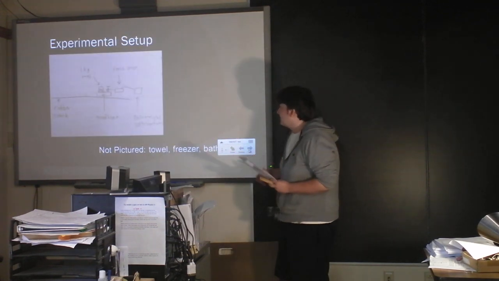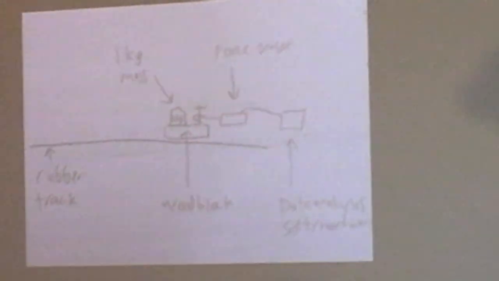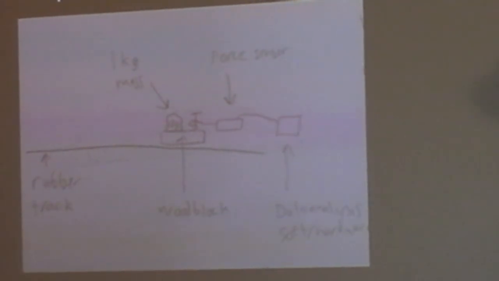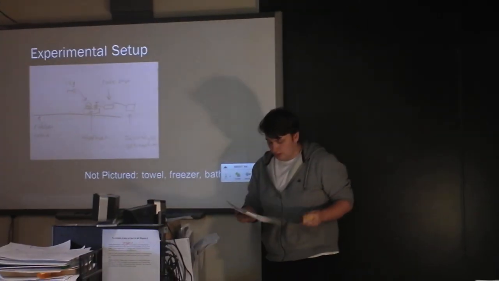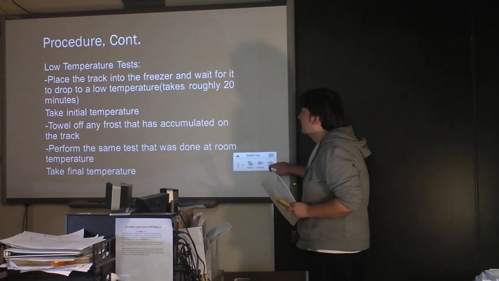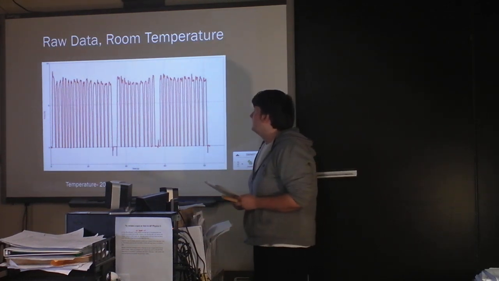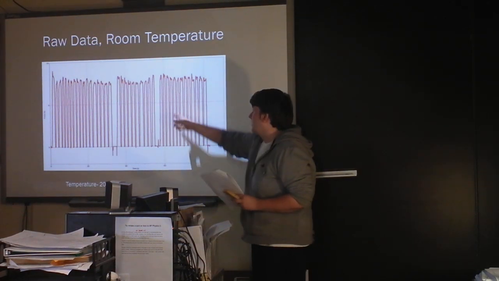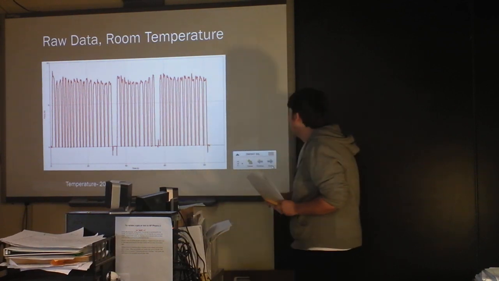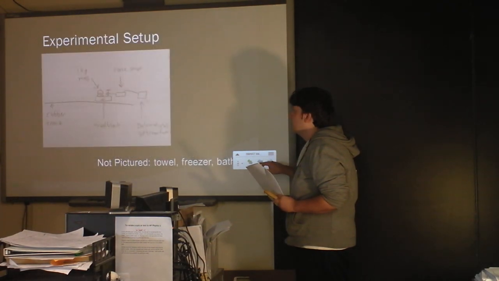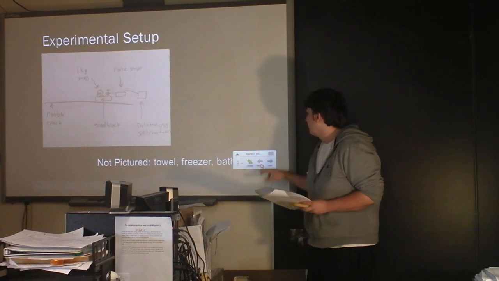Experimental setup: I forgot to take a picture, so you get this. It's basically just the wood block on the rubber track, and you pull it with the 1 kilogram mass on it with the force sensor, and you record the data. And the data looks something like this. It's a standard static friction graph. There's a high point, which is the maximum force of static friction, and then the lower points, which are kinetic friction. And the point measured was the numerical value for force of static friction.